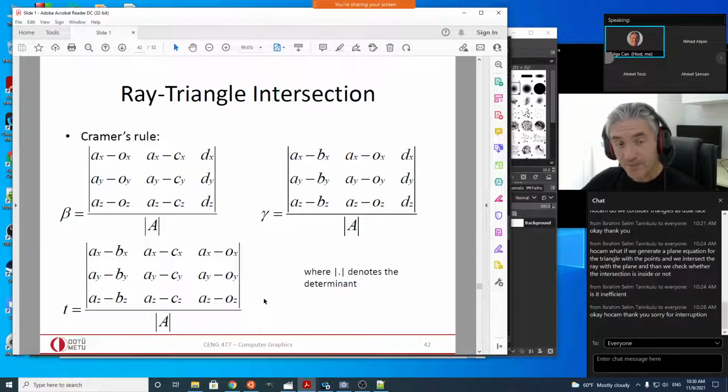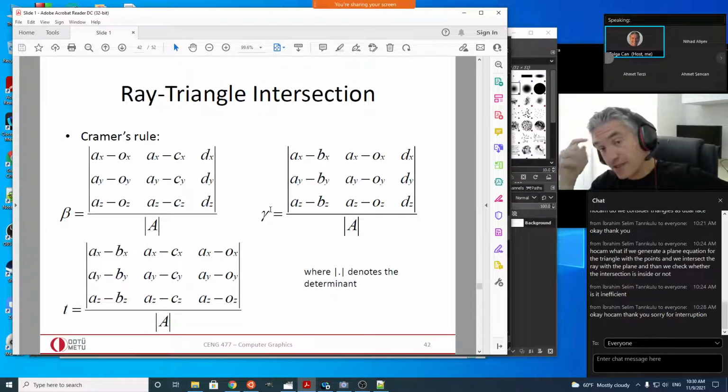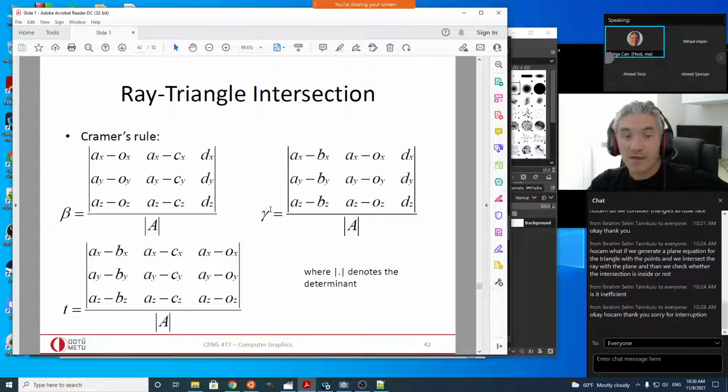After you compute that, another thing is that you may solve for beta, gamma, and t, but if beta is greater than 1 or a negative number, the same for gamma, it means that your ray doesn't intersect the triangle. So you need to check for the condition where alpha and beta, in this case beta and gamma, if you're using these equations, are between 0 and 1, and their summation is less than 1. Okay, you should have these checks to ensure that your ray intersects the triangle.